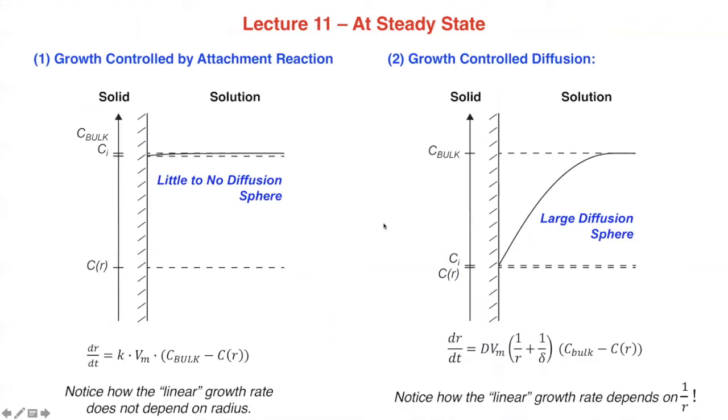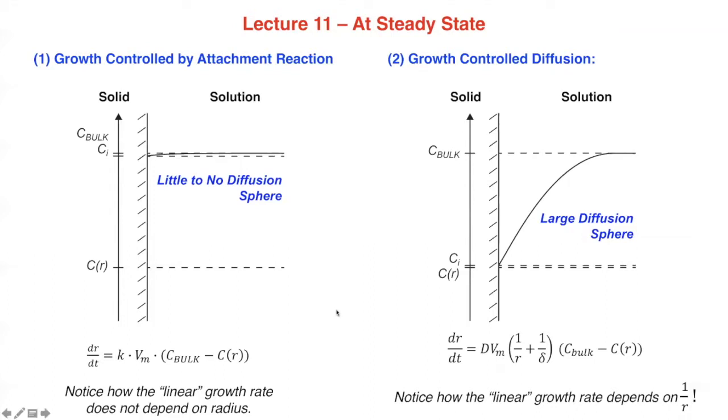And we compared two limiting situations, one where the surface reactions are really slow, and under those conditions you get the kinetics of growth that are only determined by attachment, and then you have little or no diffusion sphere around the particle. The concentration at the particle surface is the concentration in the bulk solution. But in other cases where attachment is fast, then you can end up with a large diffusion sphere, particularly if the diffusivity is low and diffusion is slow. And that gives rise to diffusion controlled growth.